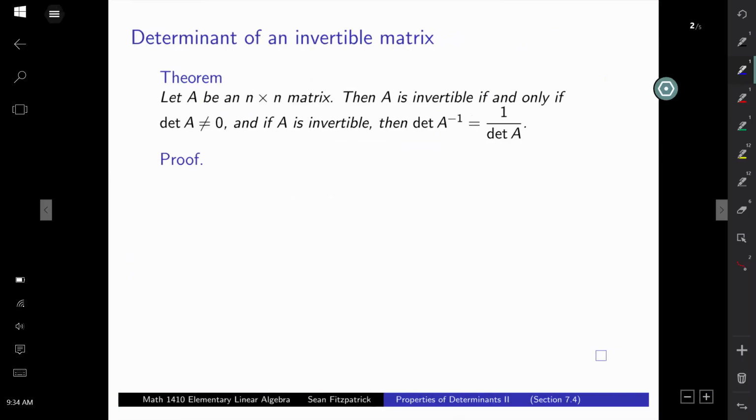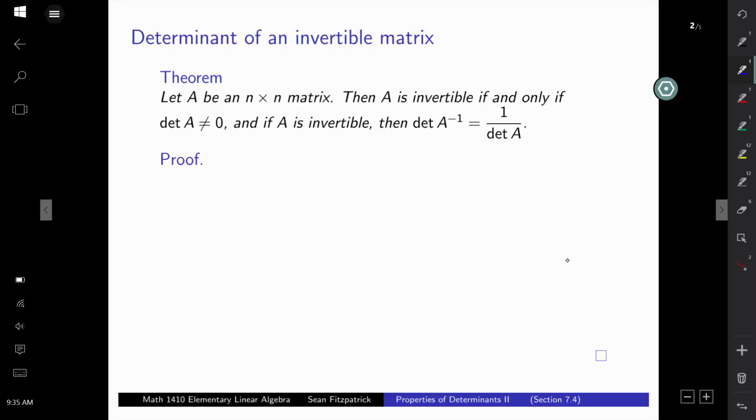Okay, so here's the first one. This tells us something about the determinant of an invertible matrix. If I have an n by n matrix, then I can determine whether or not that matrix is invertible by computing the determinant. This result says that I compute the determinant. If it's equal to 0, I know that A does not have an inverse. If it's not equal to 0, I know that A does have an inverse. And also I get a formula for the inverse. It's sitting right here.